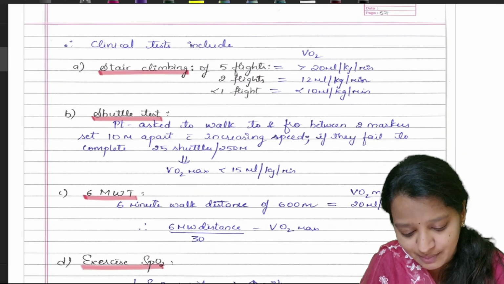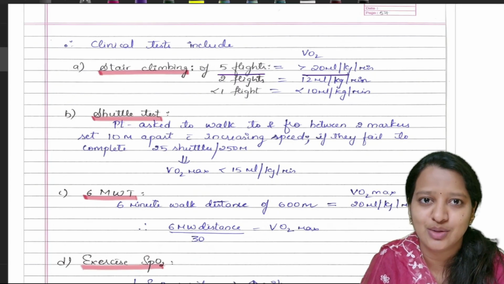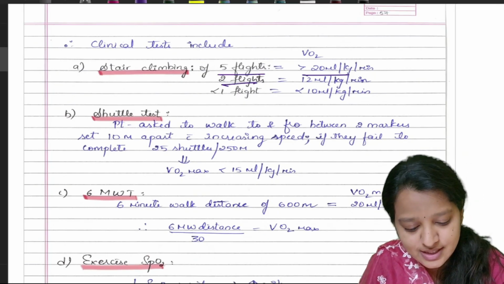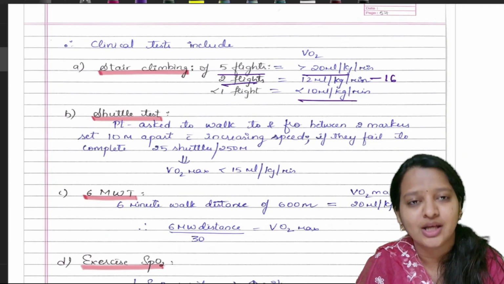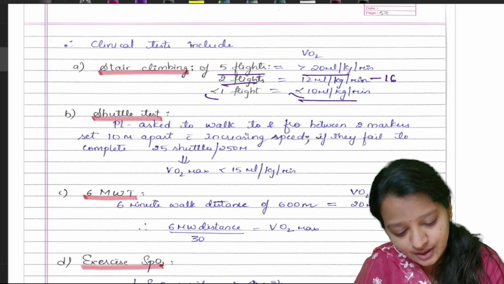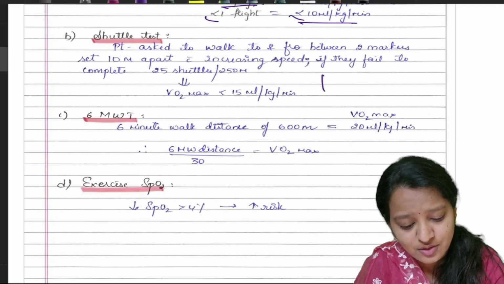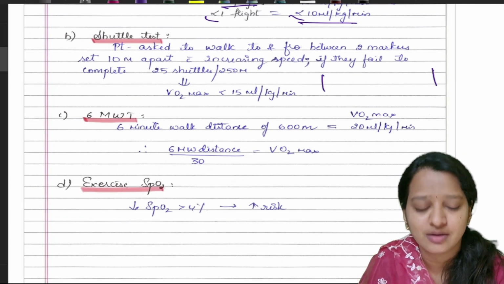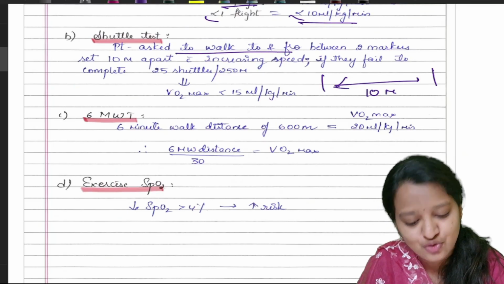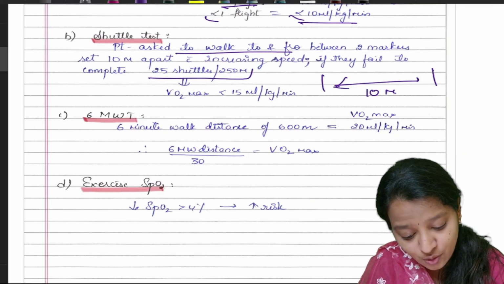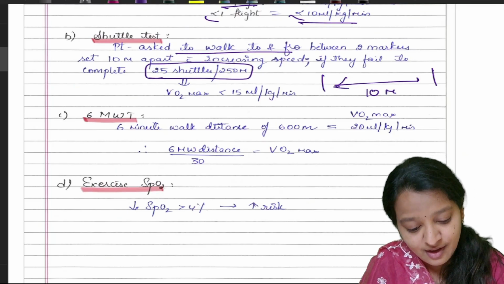Stair climbing test: 5 flights, it's greater than 20 ml per kg per minute. 2 flights, it is between 12 to 16 ml per kg per minute. And if it is less than or equal to 1 flight, it is less than or equal to 10 ml per kg per minute. Shuttle test, we already saw that we will keep 2 markers, 10 meters apart, and the patient is asked to walk to and fro. If he can go for 25 shuttles it is good.